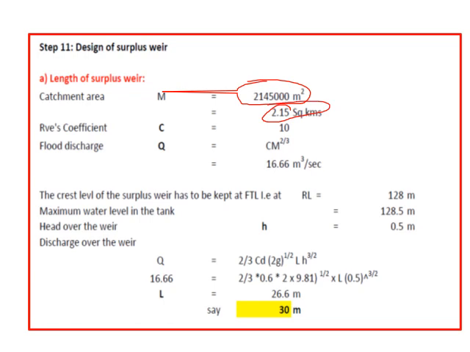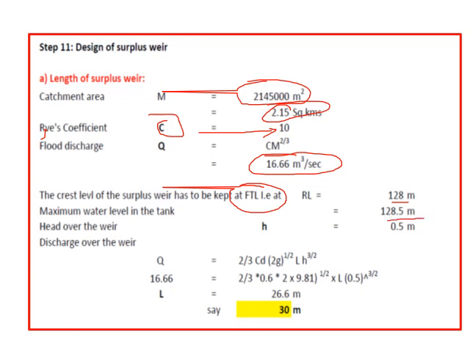You have Ryves coefficient, which is taken as around 10. So therefore we can find out the flood discharge. So flood discharge is 16.66 meter cube per second. So you know that the crest level of the weir is kept at the full tank level. We already decided the full tank level, which is at 128. So maximum water level also we have decided, which is 128.5. So therefore the driving head for the weir is 0.5 meters.